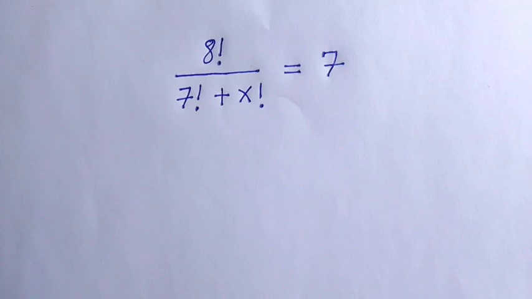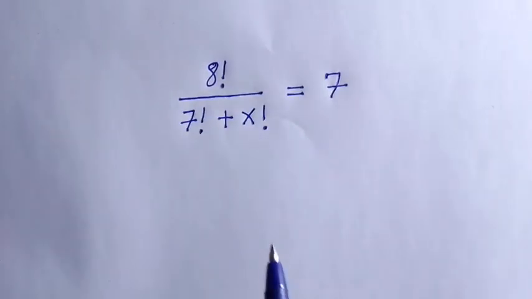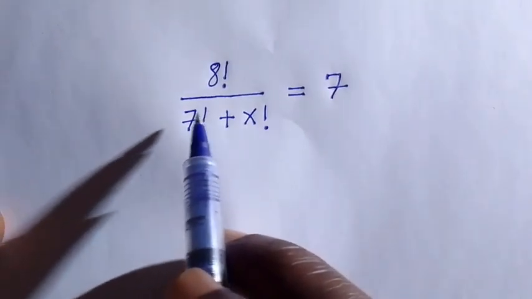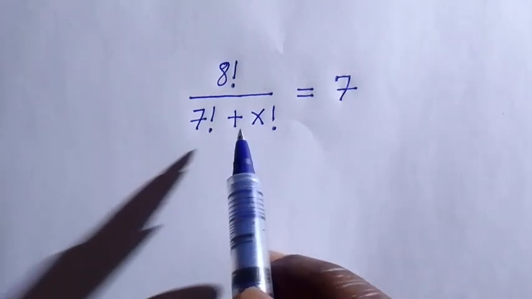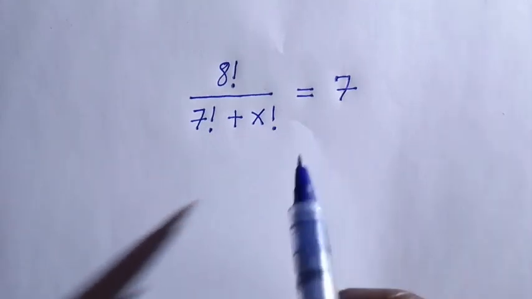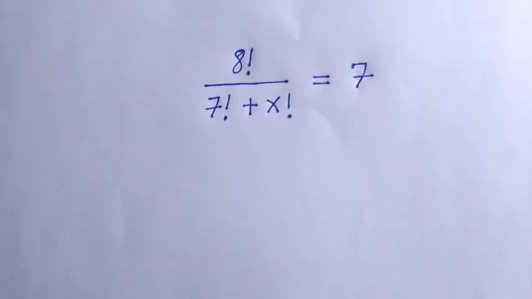So here we have an interesting factorial equation where we want to find the value of x for the left hand side to be equal to the right hand side. Here we have 8 factorial divided by 7 factorial plus x factorial equals 7.